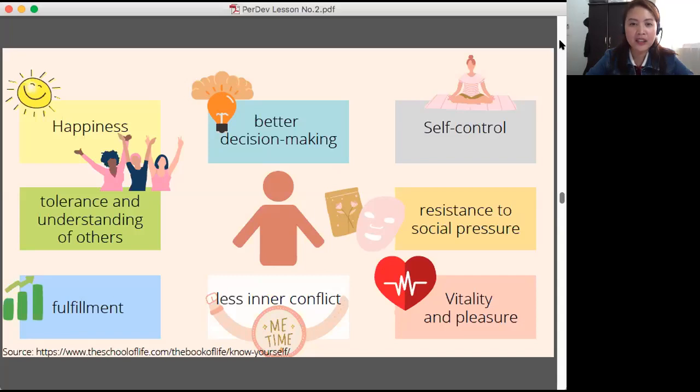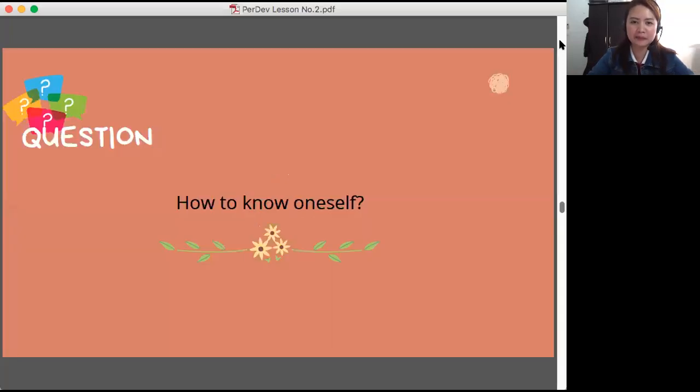Okay? Next is vitality and pleasure. Being who you truly are helps you feel more alive and makes your experience of life richer and larger. Knowing oneself offers us a route to greater happiness and fulfillment because it helps us understand our worth and accept, 'di ba, ang ating sarili. So how to know oneself?